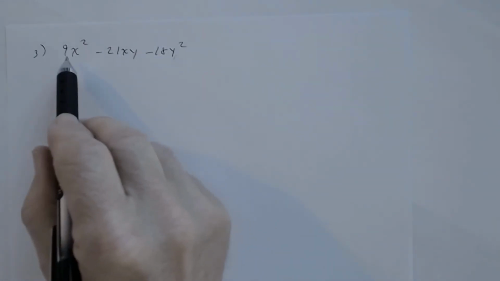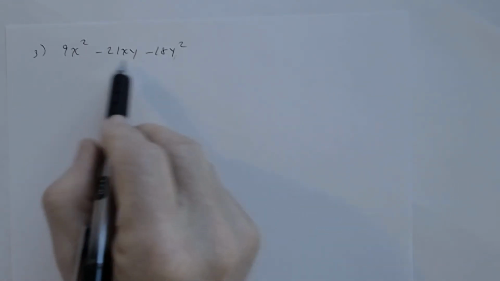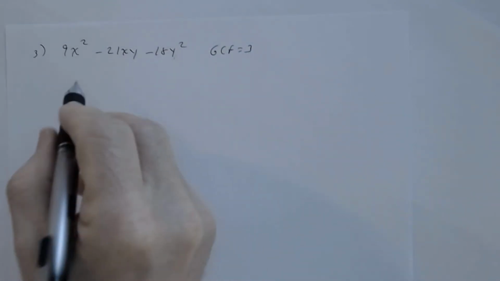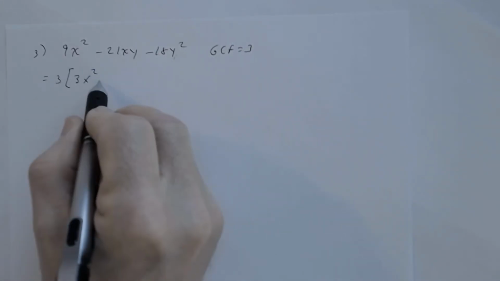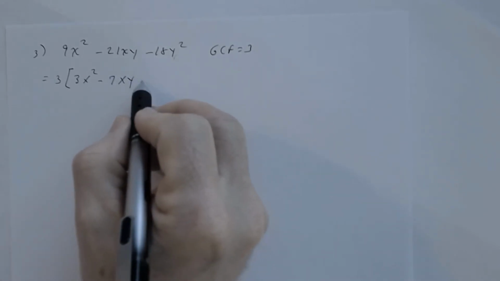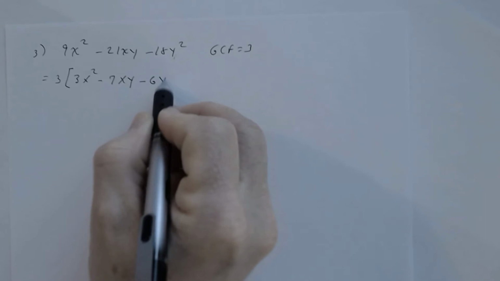Okay. All right. Now, what is the GCF here? The GCF should be what? 3. Is that correct? All right. So the GCF is 3. So let's go ahead and factor out a 3. So I get 3 times 3x squared minus 7xy. Don't forget that, 7xy. And then minus 6y squared.